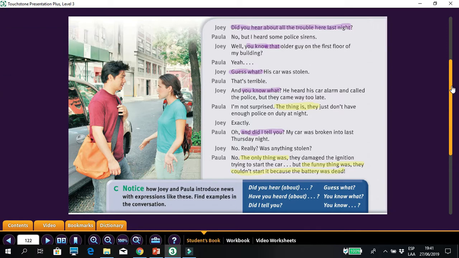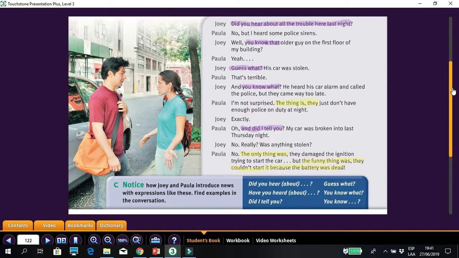Joey and Paula are using a lot of expressions to introduce news. So look, here are the six expressions that we can use. They use, did you hear about? Or you know that older guy on the first floor of my building. You know, always followed by a sentence and statement.